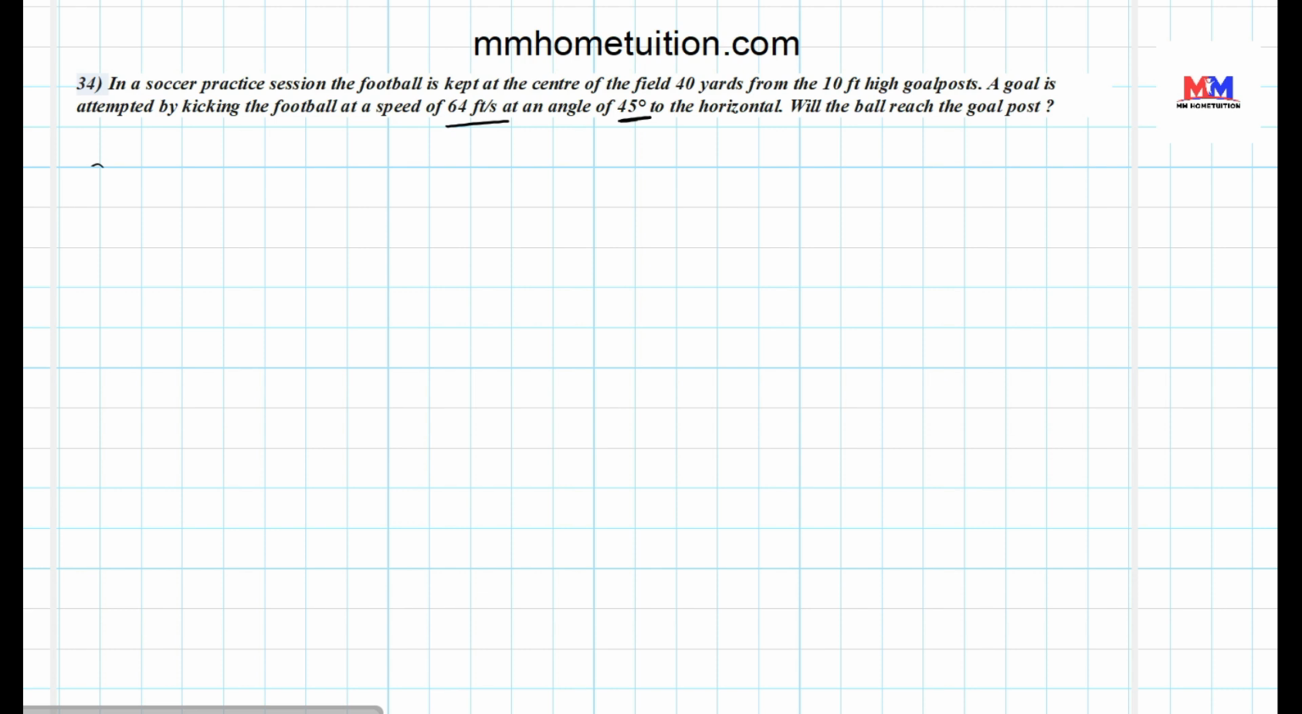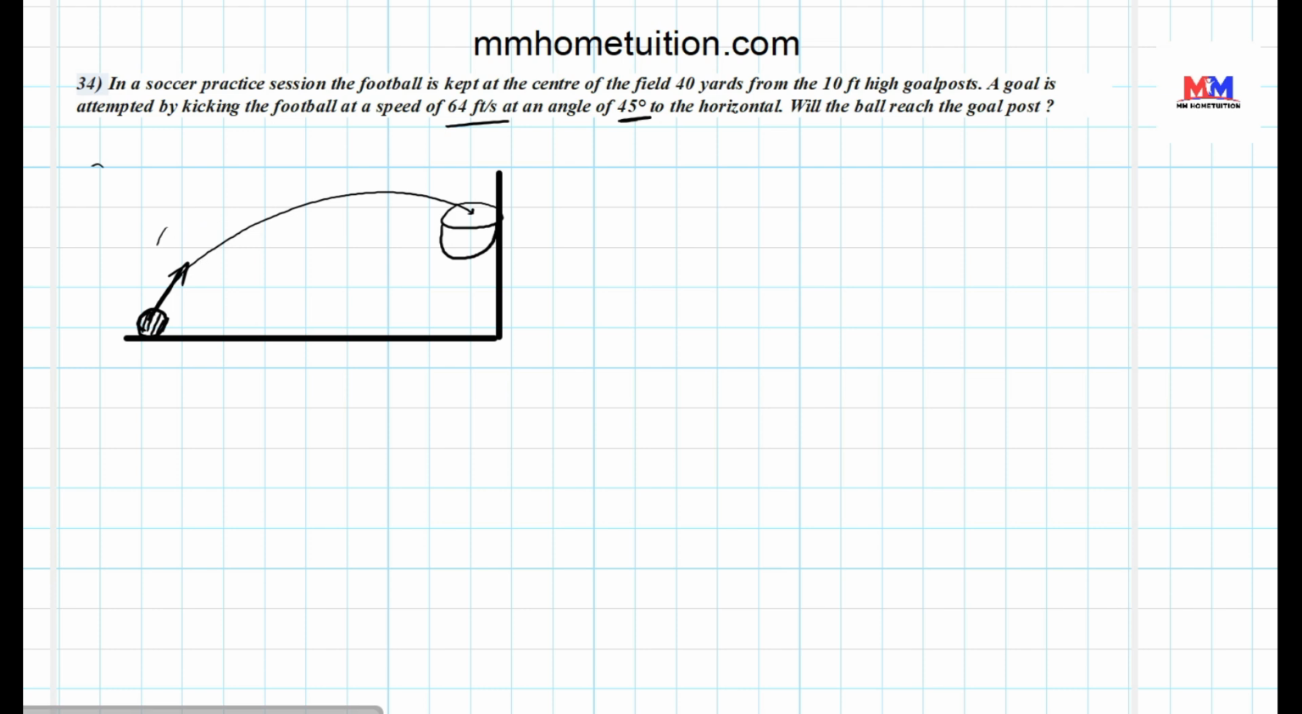So let's draw the diagram. So this is the goal post. So football to be kicked such that it strikes at the goal post. Football to be projected with a speed of 64 feet per second at an angle of 45 degree with the horizontal.